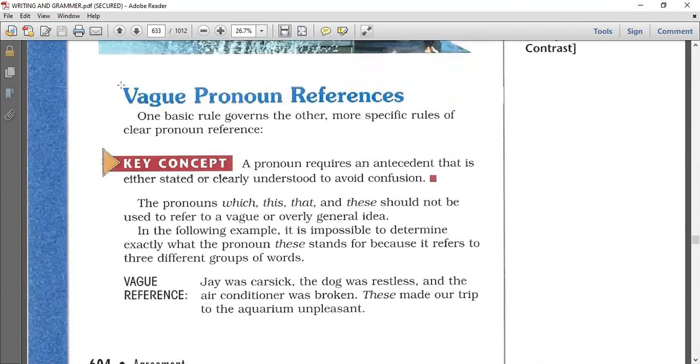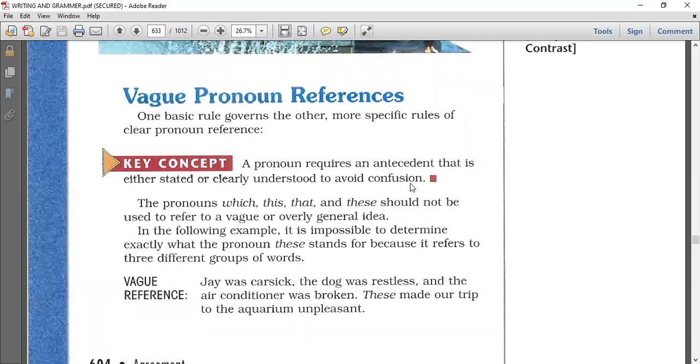Vague, you know the meaning of the word vague? Vague means hard to understand. Vague pronoun references. One basic rule governs the other, more specific rules of clear pronoun reference. Let's see what it is. A pronoun requires an antecedent that is either stated or clearly understood to avoid confusion. Again, any pronoun requires an antecedent that is either stated, mentioned in front of you, or clearly understood. If it is not there, you cannot understand clearly, okay, why, to avoid confusion.